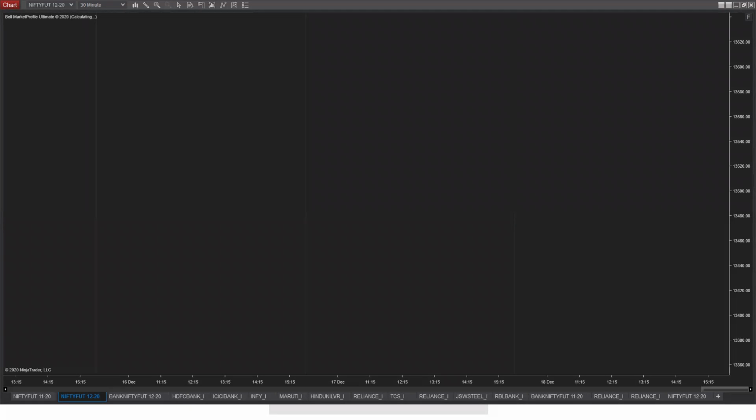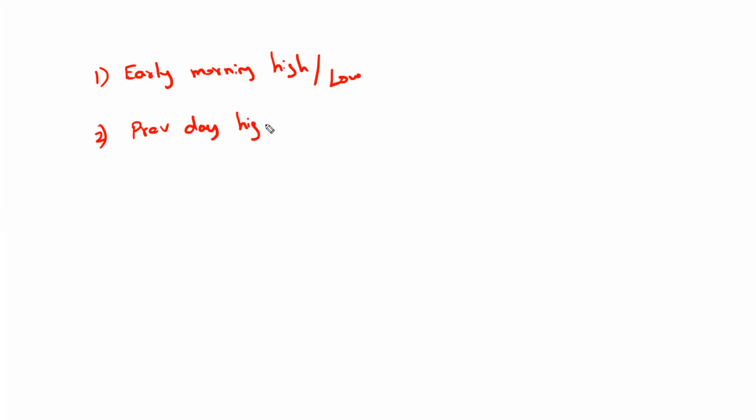Okay, anyways, in the meantime, let me tell you a couple of important concepts that you need to remember. Most traders focus on two important concepts. One is the early morning high and early morning low. The second is the previous day high and previous day low as well. The early morning high and low is the most important one.